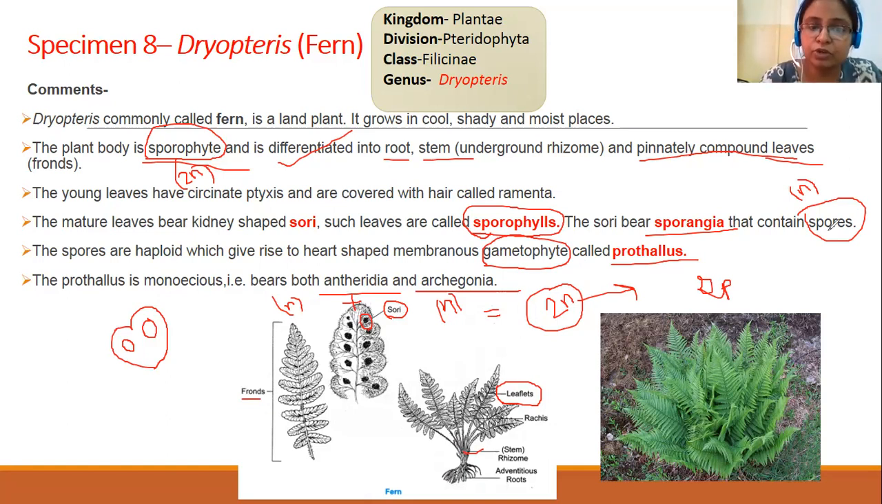Which will be the next generation? What comes after the sporophyte? Gametophyte. So now they will produce the gametophyte. This gametophyte is heart shaped. It is called the prothallus. It bears both male and female sex organs on the same thallus. That's why it is monoecious.